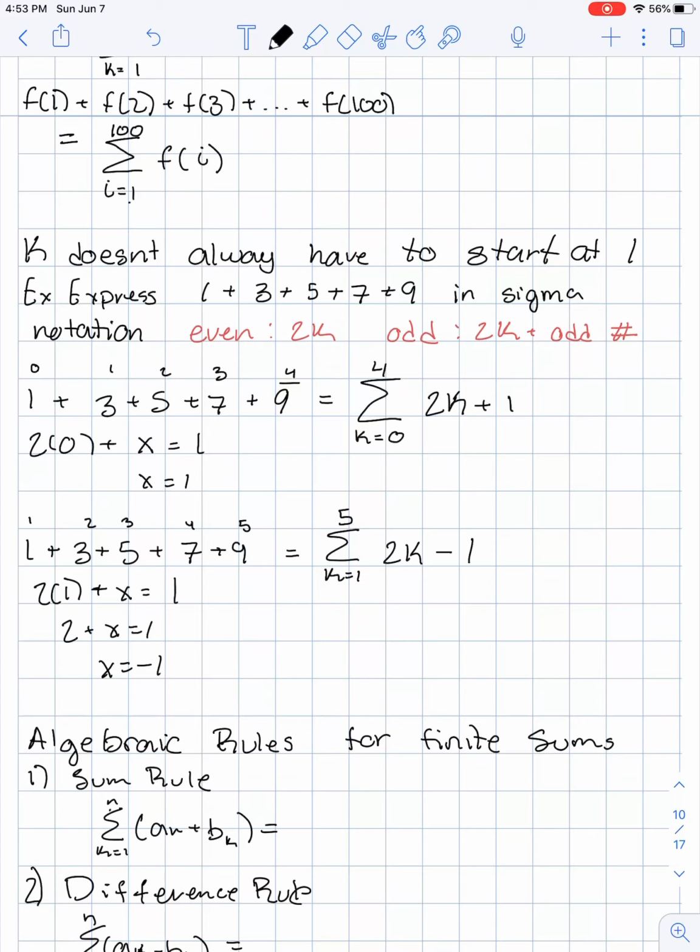All right? You can continue on and try it when k equals 3, k equals negative 3, and so on. But you can follow the same process here of choosing what k starts with and knowing what you know about numbers. Like I know evens are 2k plus an even number or minus an even number. Odd numbers are 2k plus an odd number or minus an odd number, and so on.